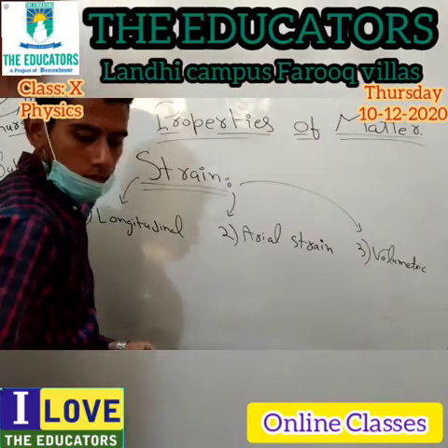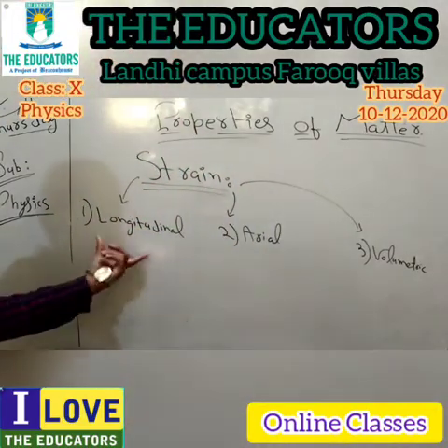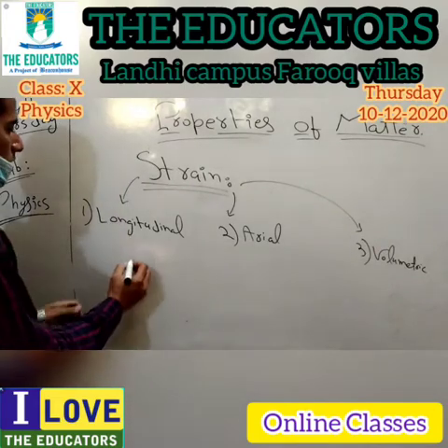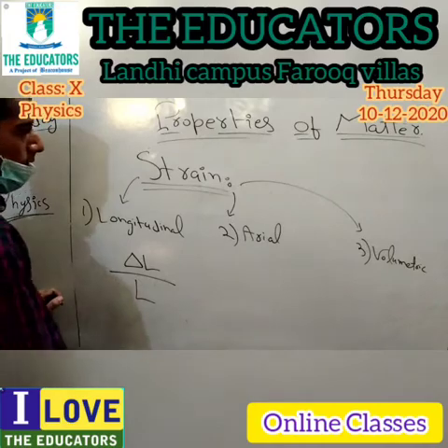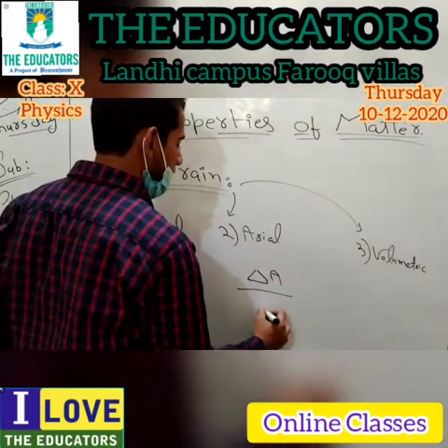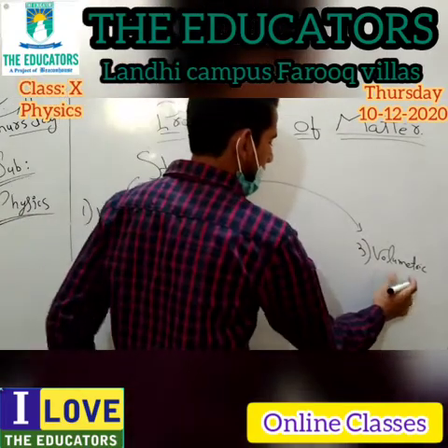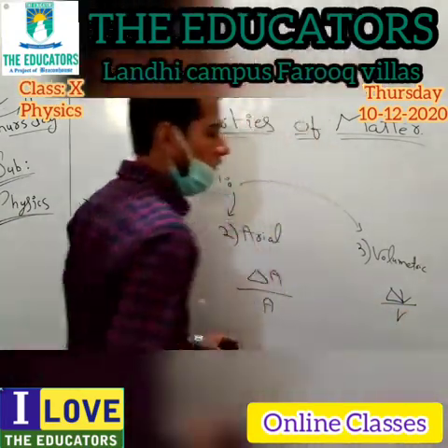So let's move to longitudinal strain first. Longitudinal strain simply means change in length per unit original length. Areal strain means change in area per unit original area. Volumetric strain means change in volume per unit original volume.